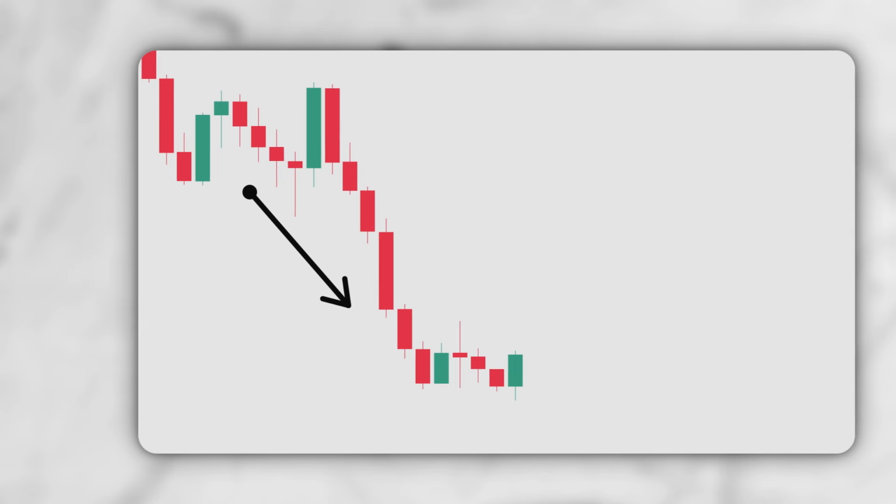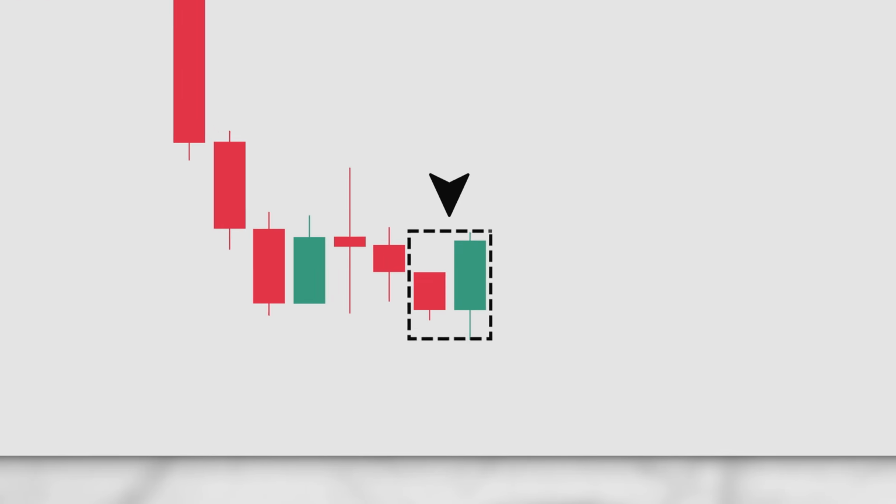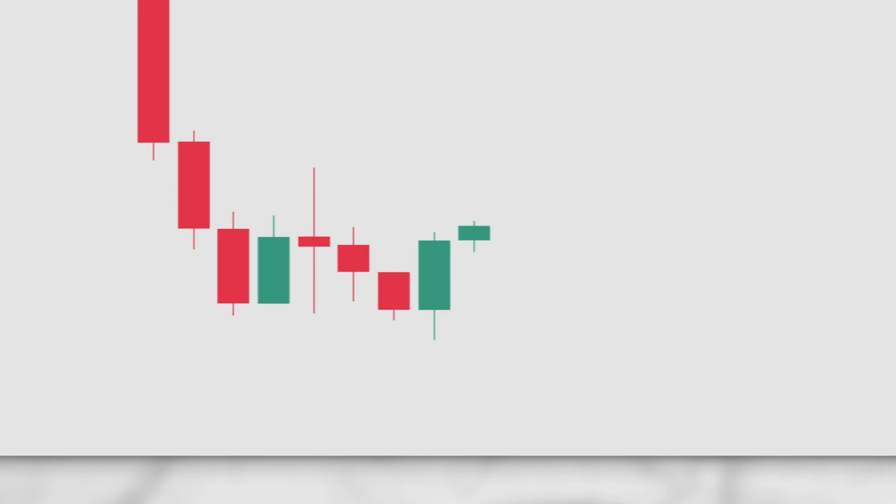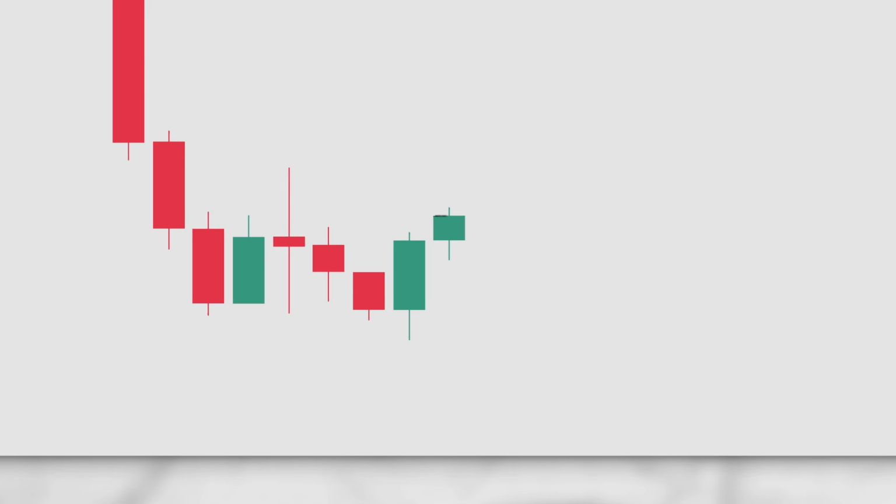Now let's look at how this pattern appears on the chart. To identify a bullish engulfing, we first need to make sure the market is in a downtrend. Once the pattern forms, we wait for confirmation in the form of the next bullish candle. The close of this confirmation candle becomes our entry point for a long position. The stop loss is placed below the low of the engulfing pattern.